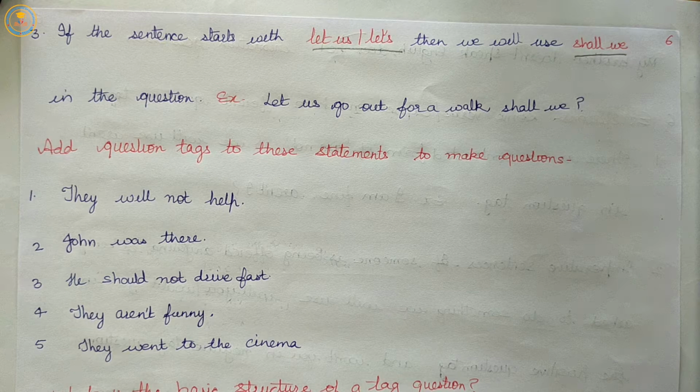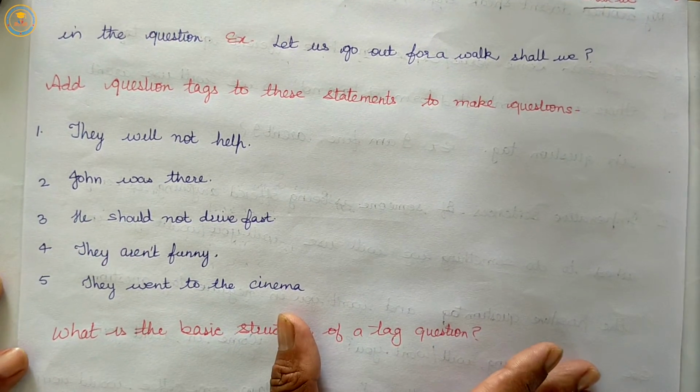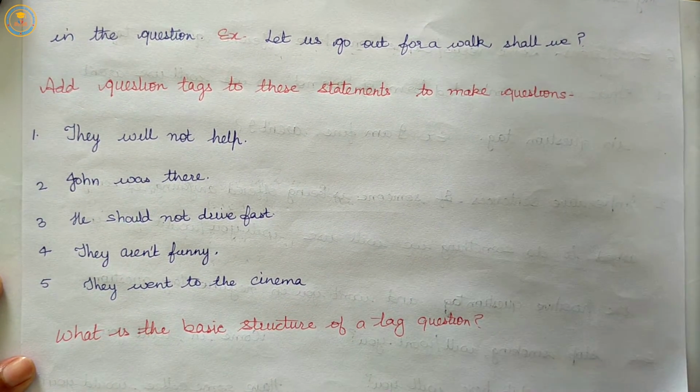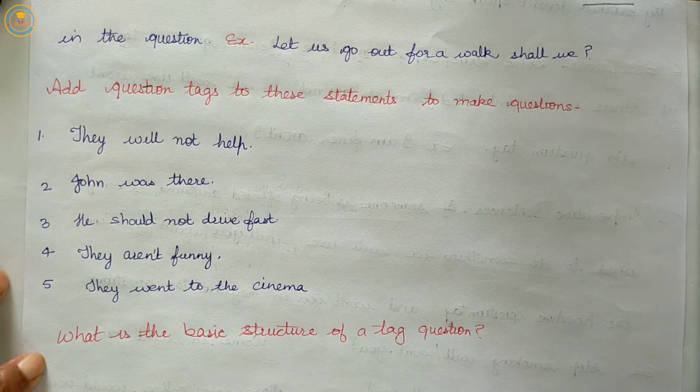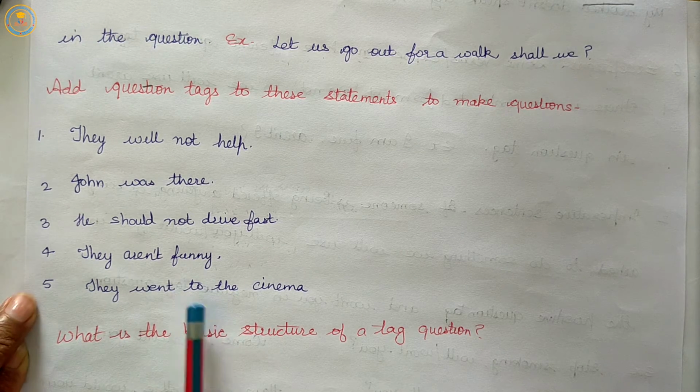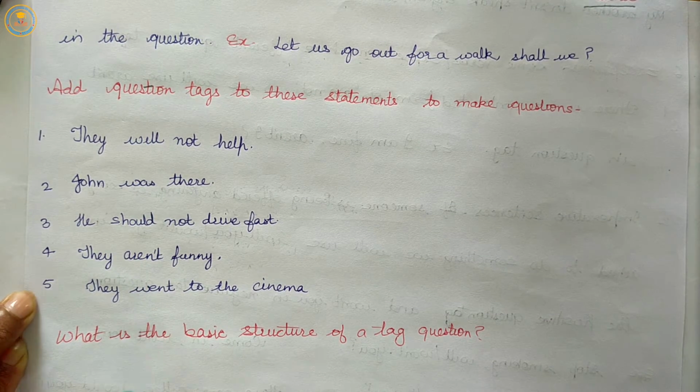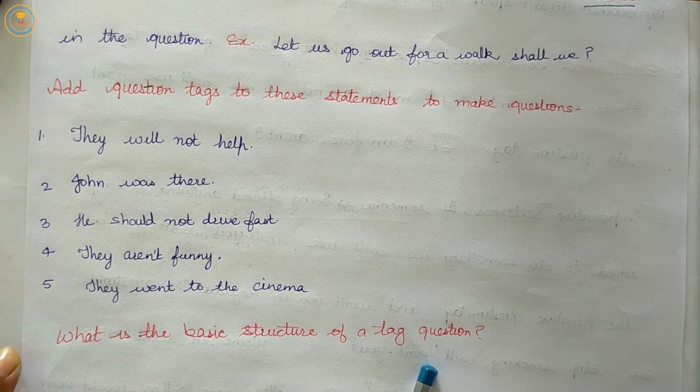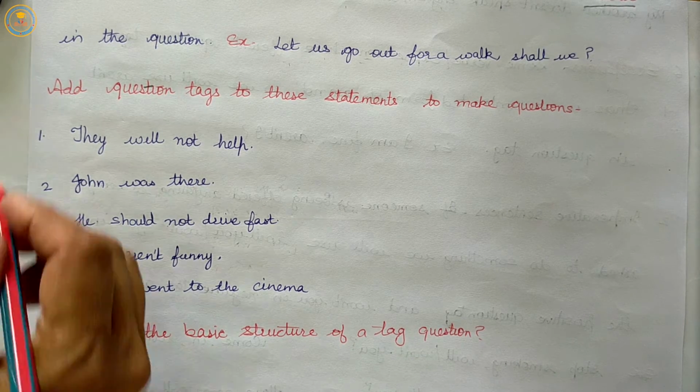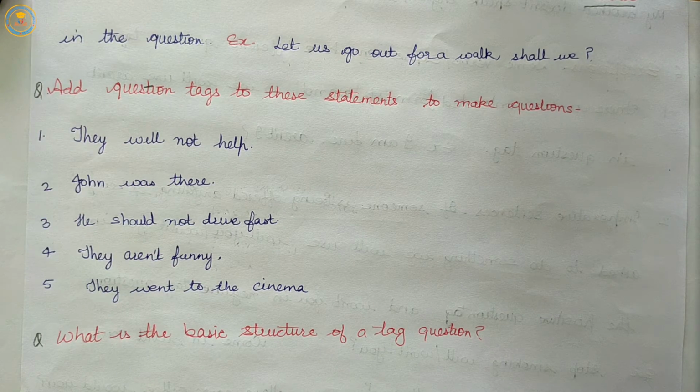So here in this section, we will discuss only three main things, that are what are tag questions, intonations and exceptions of framing question tags. Here some activities are given to solve, and this is your homework. You will have to solve these 5 sentences, means you will have to add question tags to these statements. And second is, what is the basic structure of a tag question? These 2 questions you will have to do in your homework.